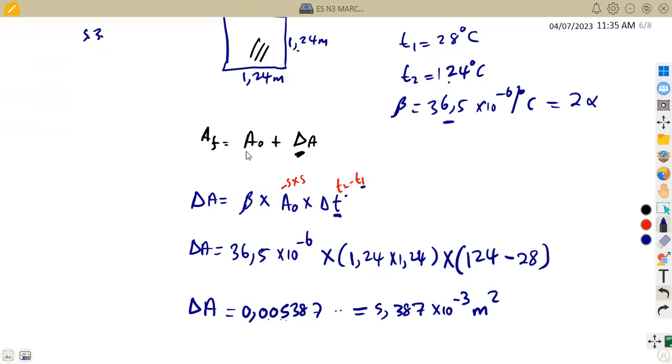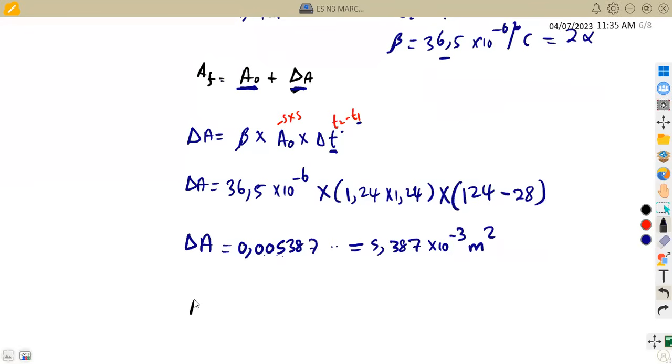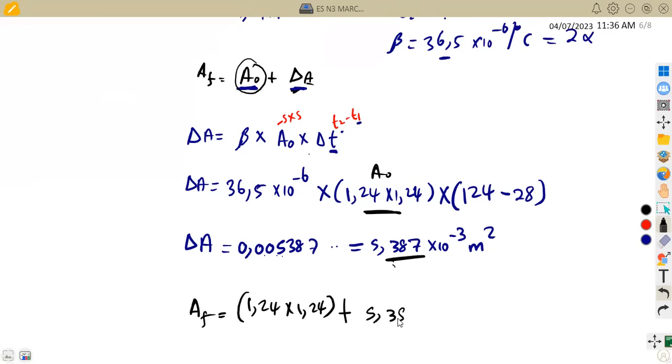The final is the original area plus the change in area. So therefore, we can calculate our final area in this case. Our final area is the original area, which is side times side, 1,24 times 1,24, the area of a square, plus the change in area, the one that we calculated now, of 5,387 times 10 to the power of -3. So this will give us the final area for this shape, which is a square.